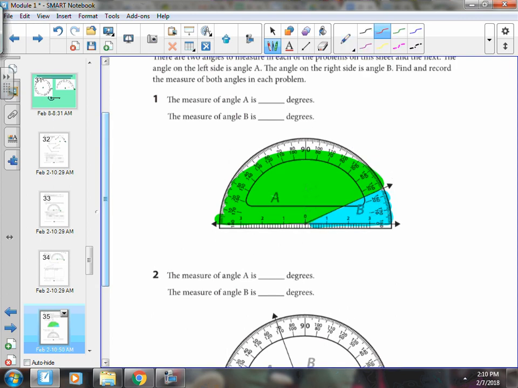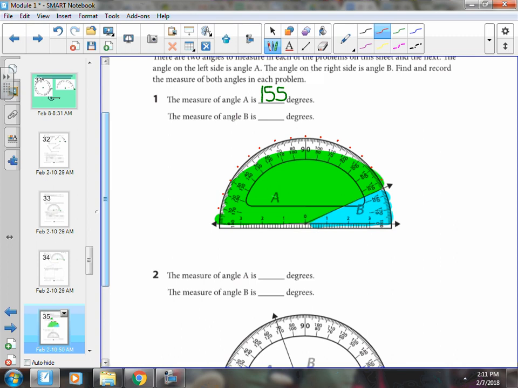Angle A is obtuse, so I need to look for a number that's bigger than 90. I could also think it makes more sense to start counting from 0 than it makes sense to start counting from 180. So starting at 0, 10, 20, 30, 40, 50, 60, 70, 80, 90, 100, 110, 120, 130, 140, 150. I would say 155. So angle A, 155 degrees.